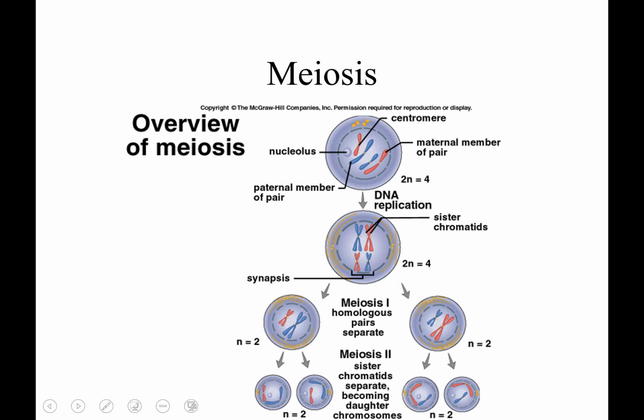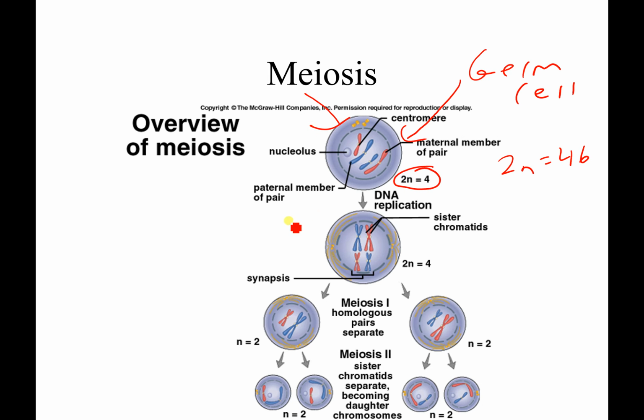So here's sort of an overview of the process of meiosis. If you understand the things on this slide, you understand most of what meiosis is about. So we start with a cell that's diploid. This is a germ cell. This cell is 2N equals 4. If this were a human cell, it would say 2N equals 46. There would be 46 chromosomes inside that cell.